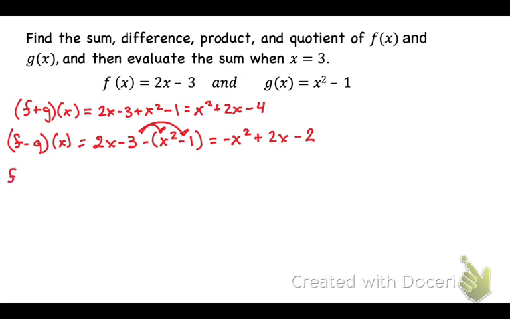So f times g of x, we have two quantities, correct? So what do you do when you multiply quantities together? You FOIL. So 2x cubed minus 3. You guys do it. Make sure you get the same thing I do.